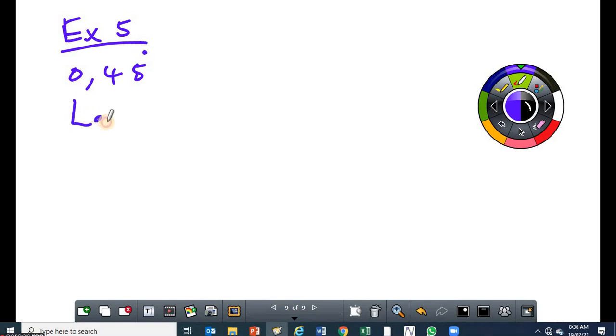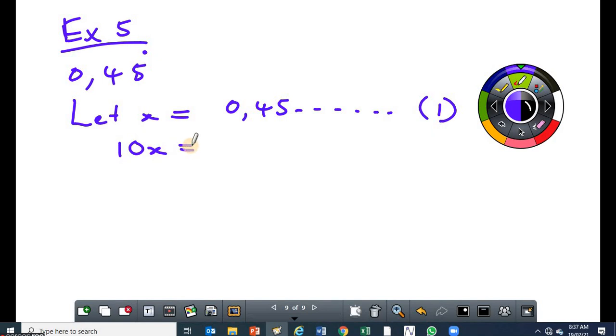So we'll say let x be equal to 0.45 recurring. That's the first equation. Then we'll multiply equation 1 by 10. If you do that, you get 10x equal to 4.55 recurring, that's equation 2.